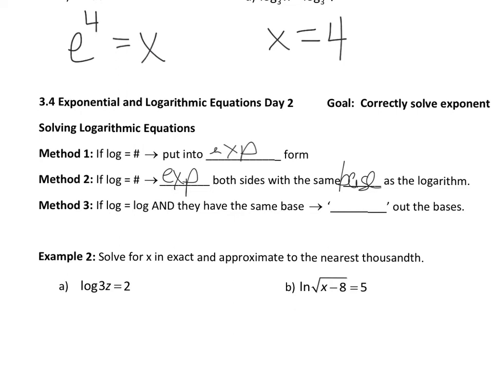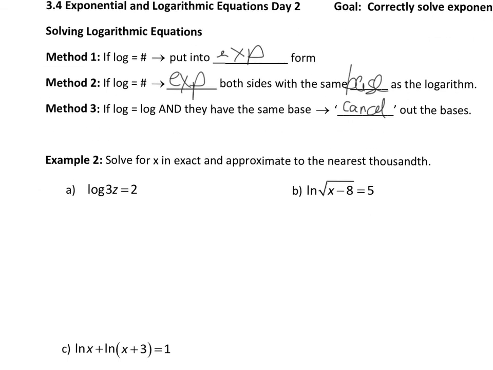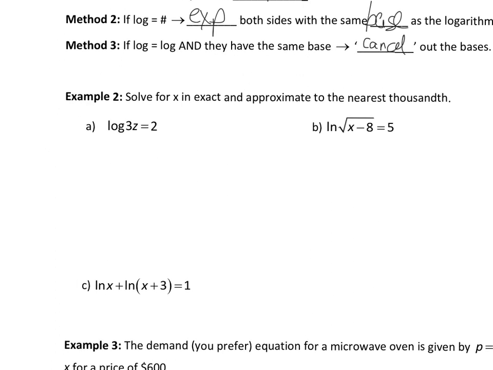Lastly, if we get to a point where we have a logarithm equal to a logarithm and they have the same base, all we're doing is canceling out the base and the logarithm, and the arguments are equal. So that being said, let's look at the different examples. For A, we have a base of 10, a variable in the argument, and that's equal to a number. That would be method 1, where you simply take the base of the logarithm, 10, turn it into exponent form, take it to the second power, set it equal to the argument, which is 3z, and now we simply solve for z.